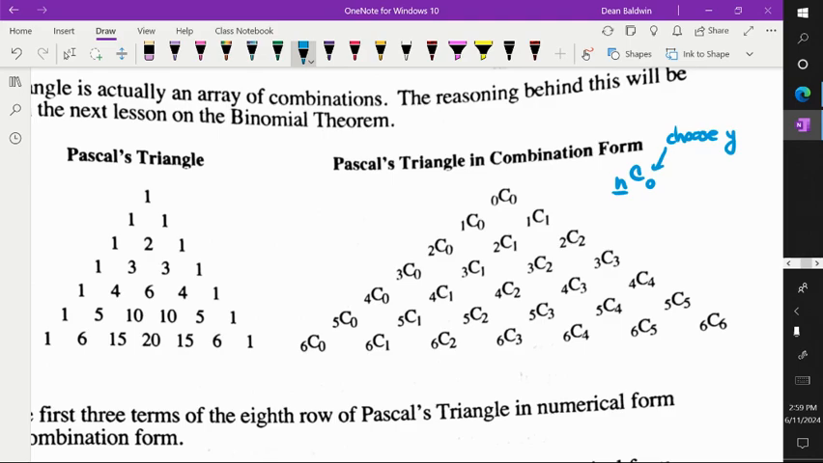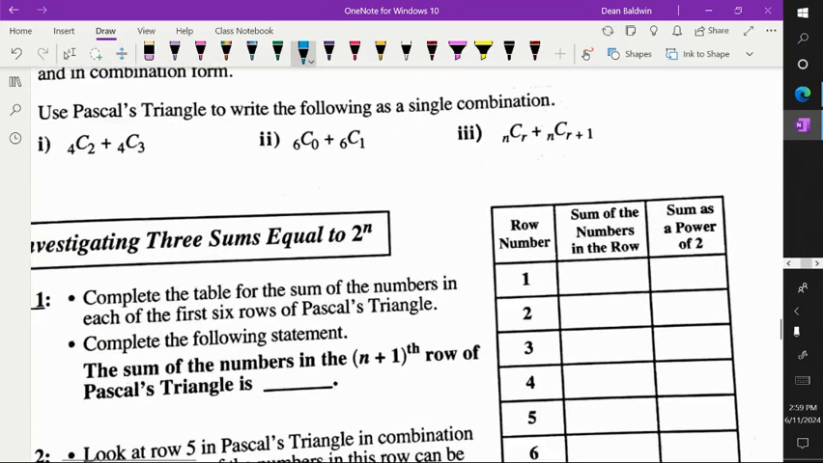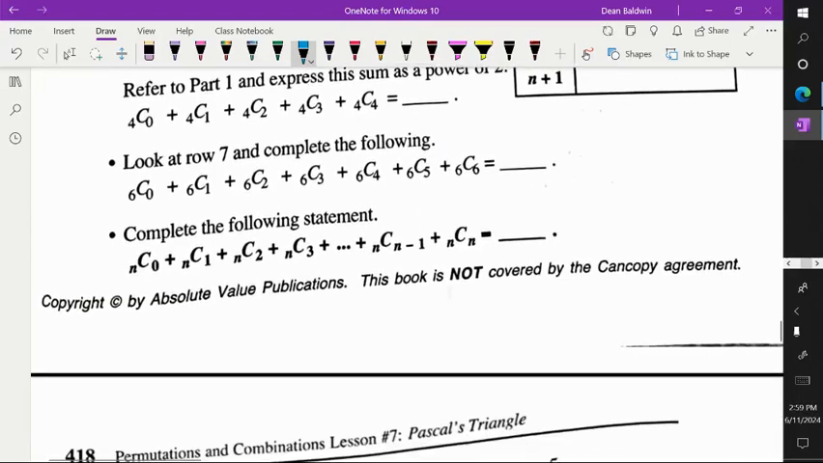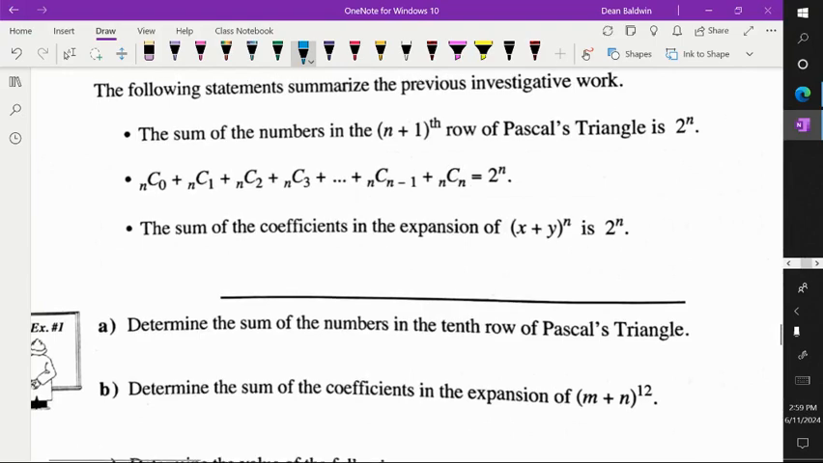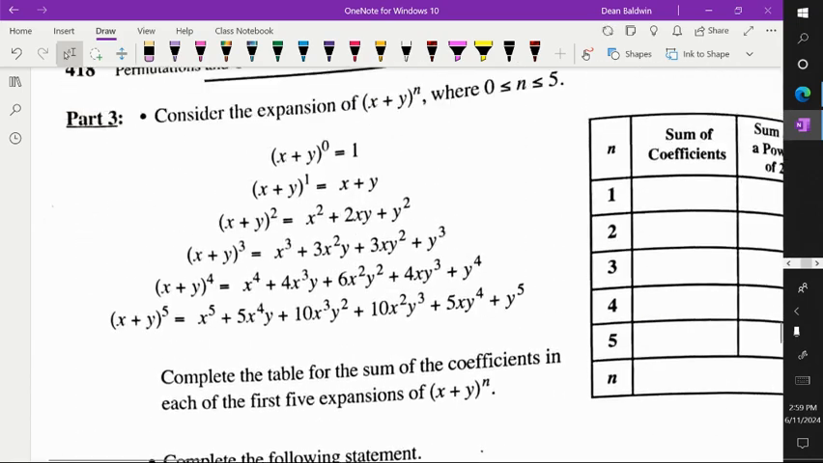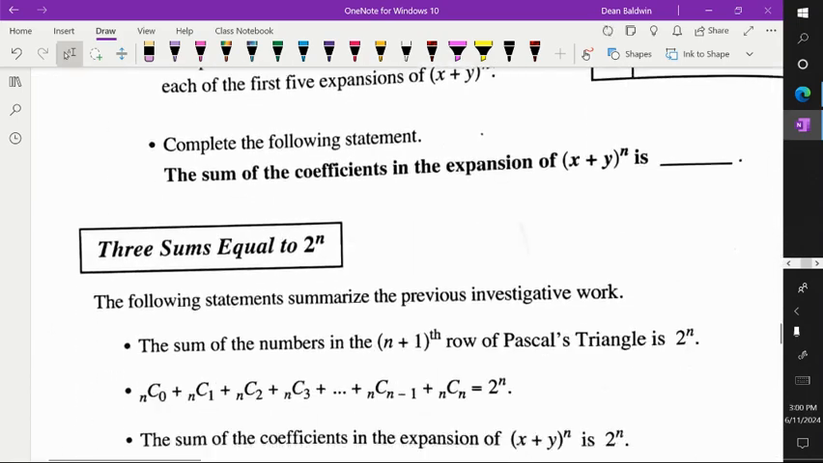Okay, let me just do this. So we can go down. We need some space here. Where's space? We'll do it right here, on the next page. Page 418.